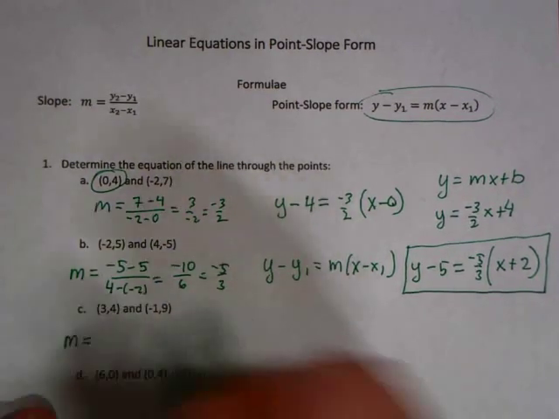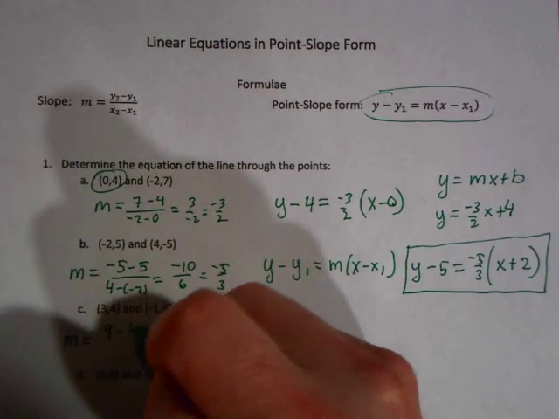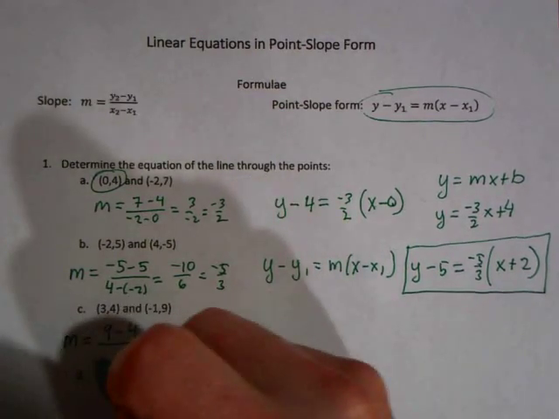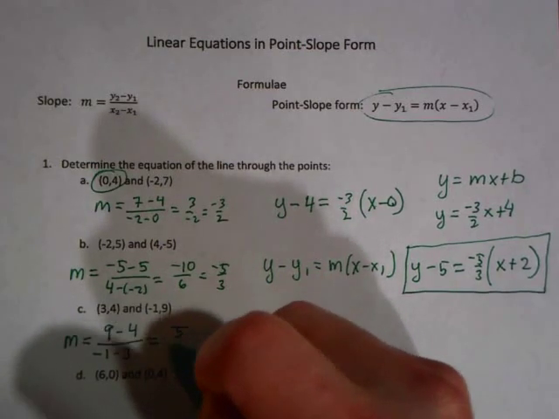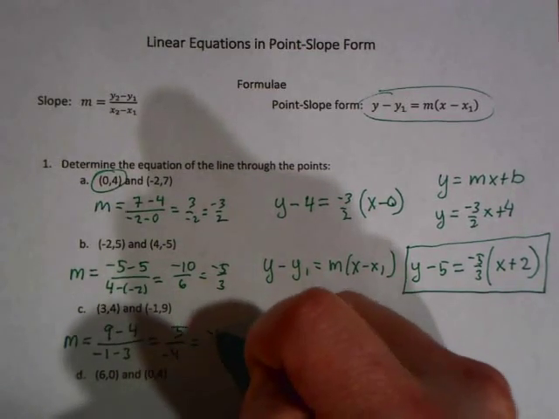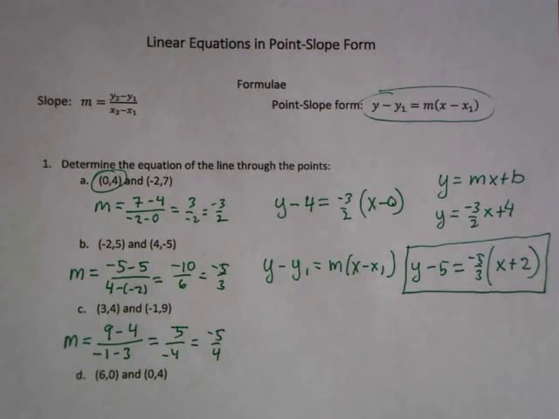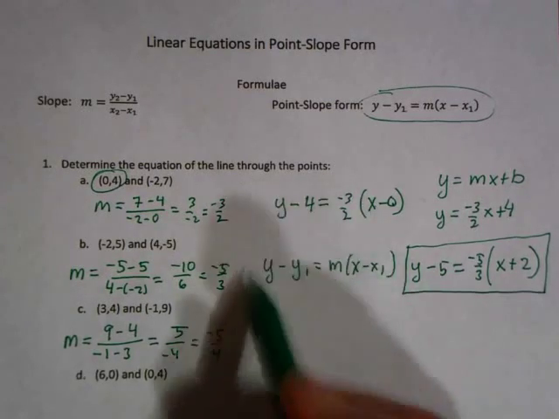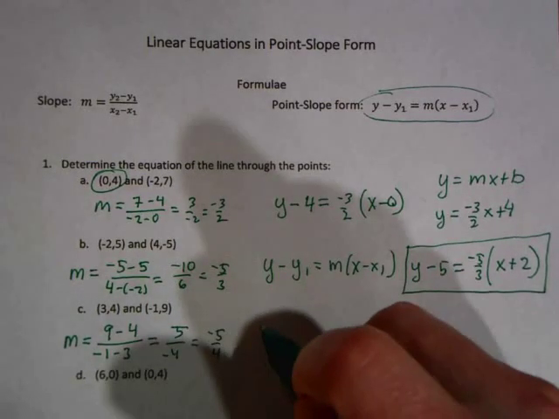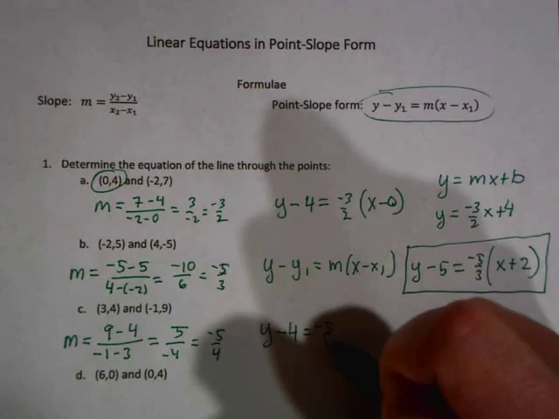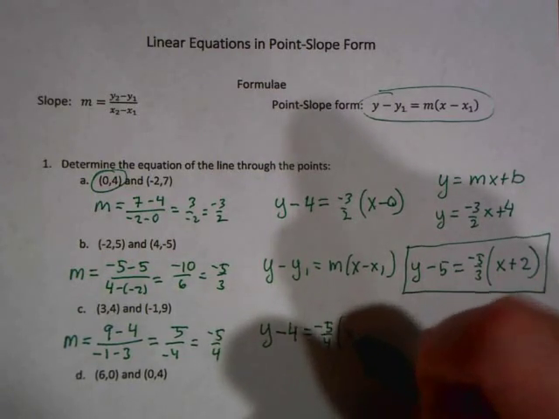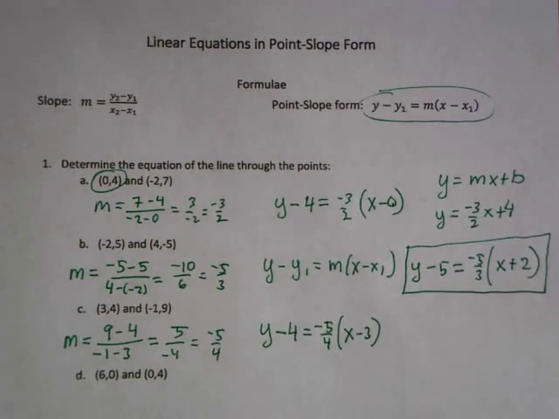M equals 9 minus 4 divided by negative 1 minus 3. That's 5 over negative 4. I would write it as negative 5/4. Plugging into this formula once again, I have y minus 4 equals negative 5/4 times x minus 3.